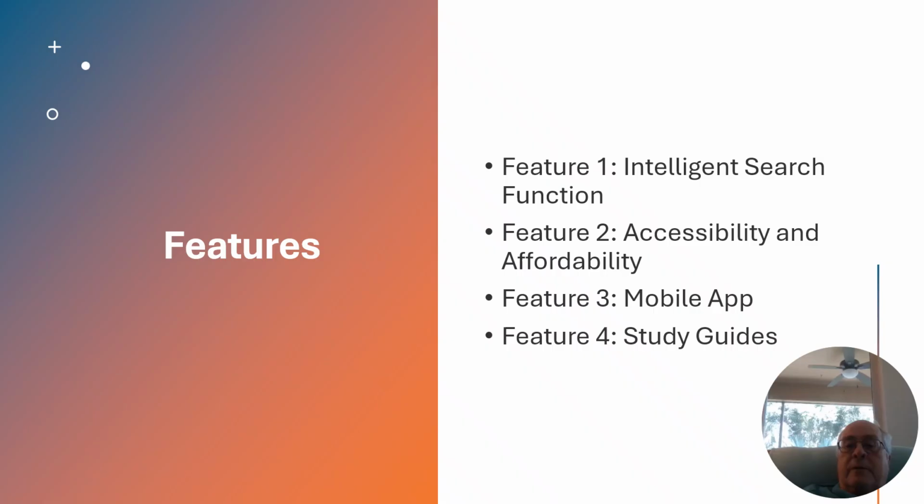The second feature, which is actually 2A and 2B, is accessibility and affordability. Perlego aims to make education more accessible and affordable by offering a subscription-based model and reducing costs associated with traditional textbooks. And it's also committed to accessibility, holding a gold star rating of 100% by Aspire.